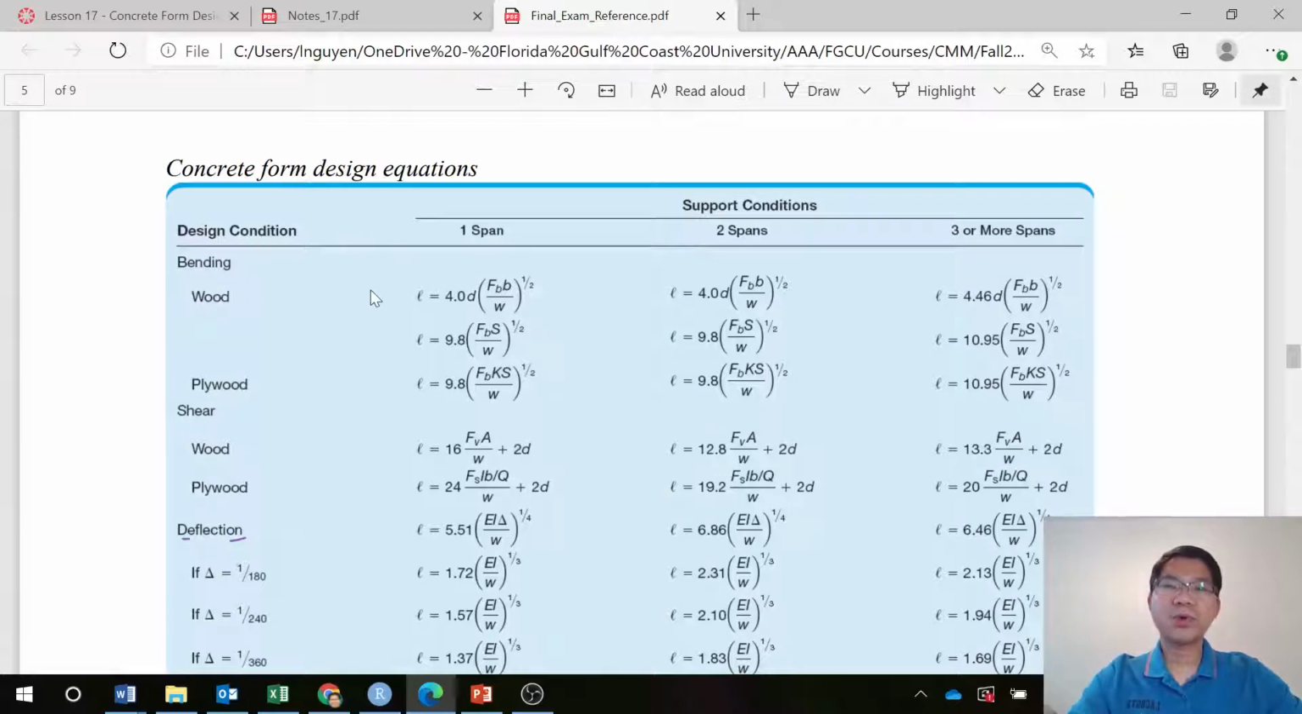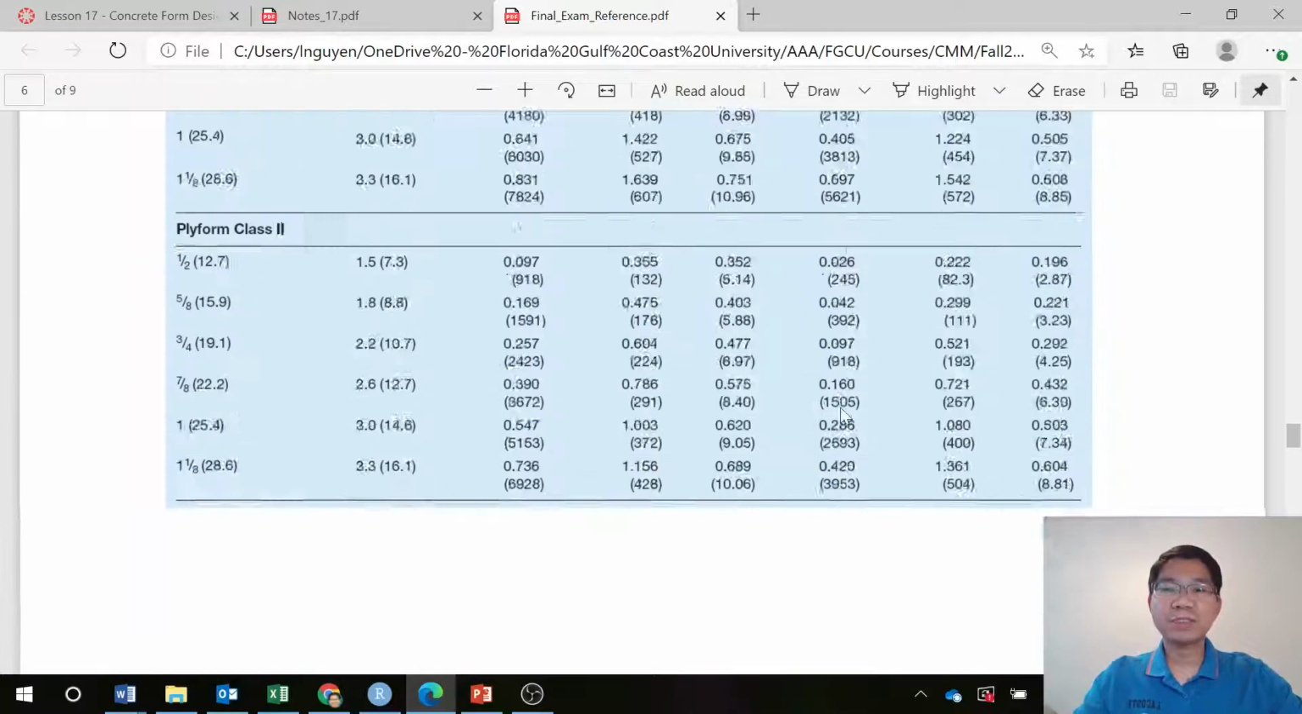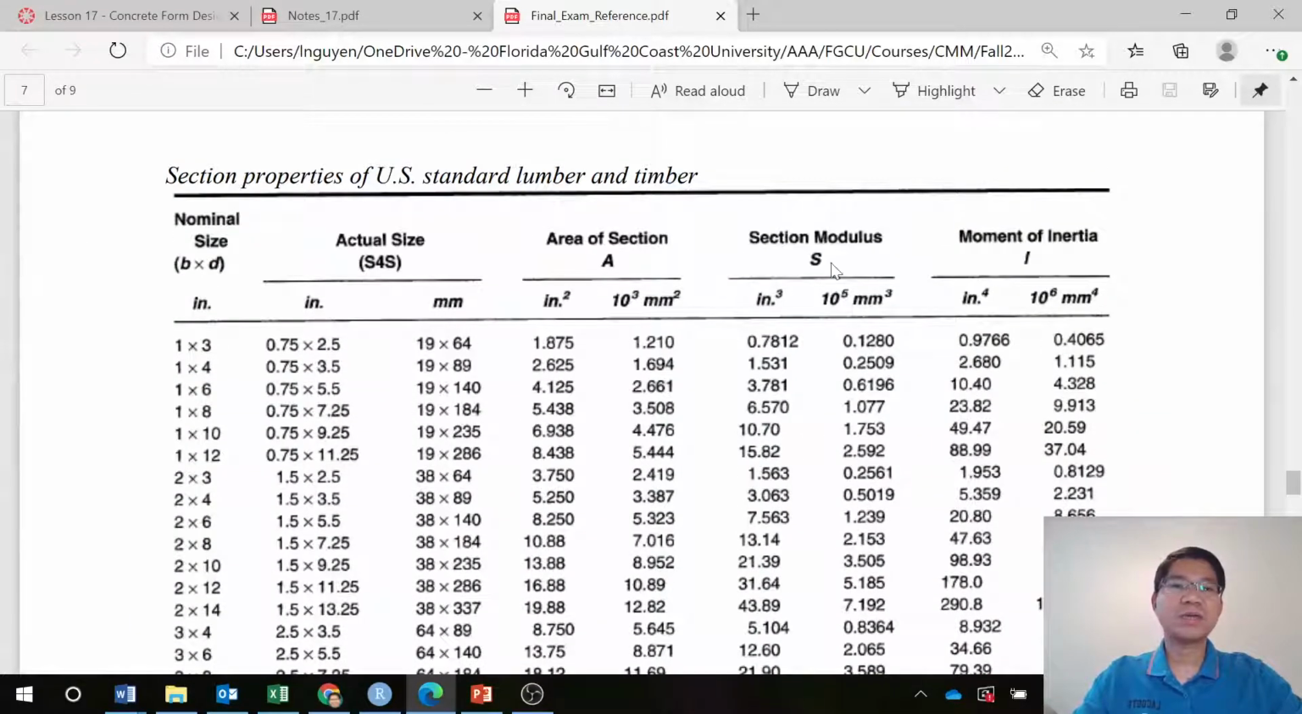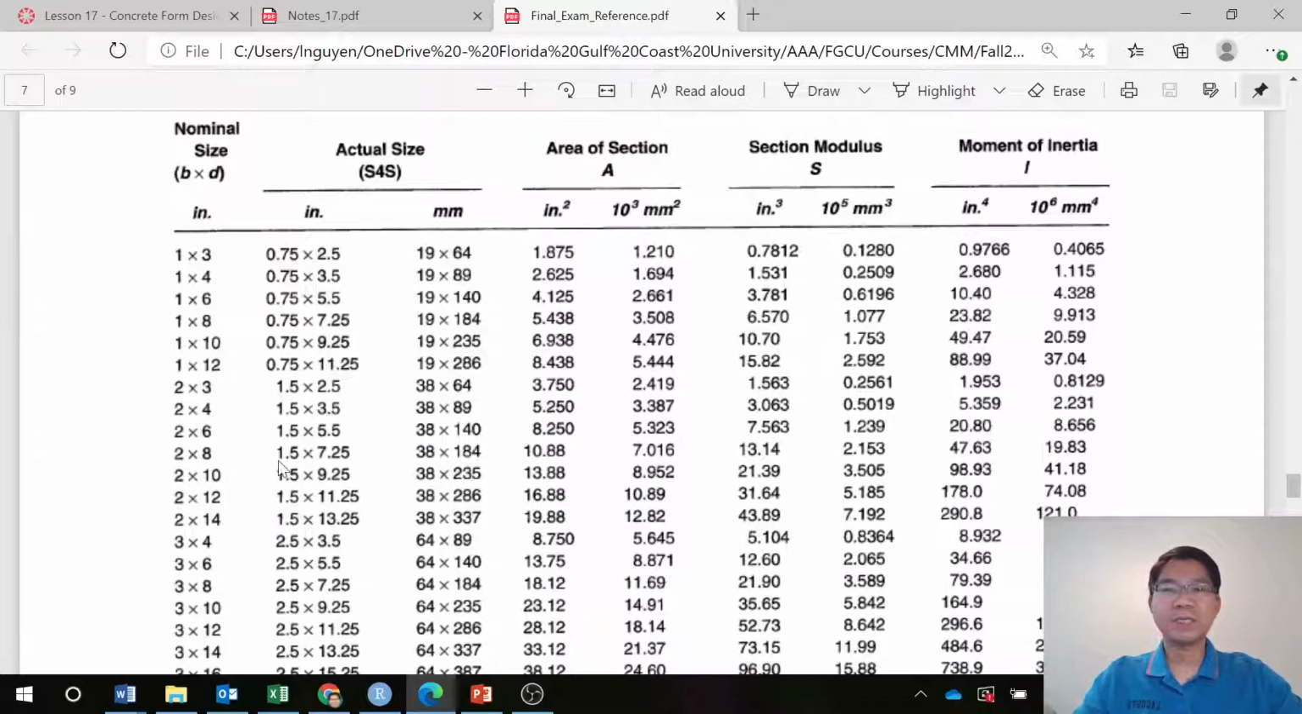Go to this table again. We can determine the requirement for bending. You can use either the first equation or the second equation. The first equation I used for the sheathing, because we knew the b: we selected a width of 1 foot, which means 12 inches. In this case, the material for the joists is 2 by 8, so you can determine the section modulus from this table, the section modulus for 2 by 8.